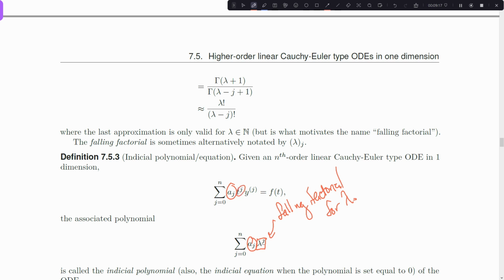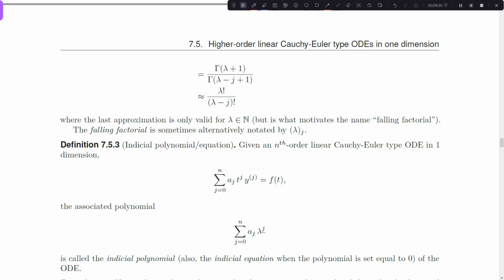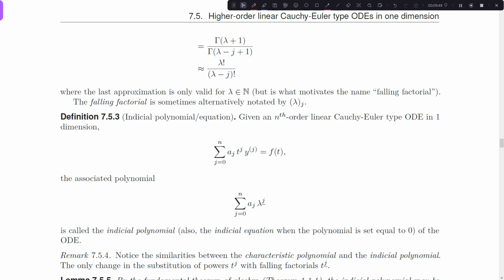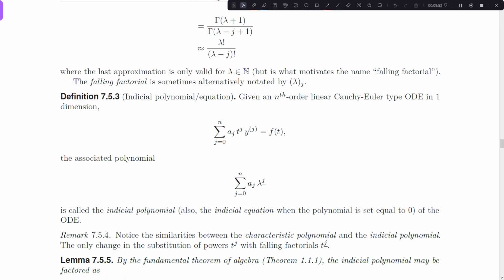I don't have to worry about t's. The whole idea with these t's is that they are what's forcing me to head into this falling factorial idea instead of the nicer case that we had before, where we just had powers of lambda. So this is called the indicial polynomial, or like I was saying before with our characteristic equation, once you set it equal to 0, it becomes an equation that we're going to want to find roots of. Okay, so yeah, there's the remark. Notice the similarities between the characteristic and indicial polynomials.